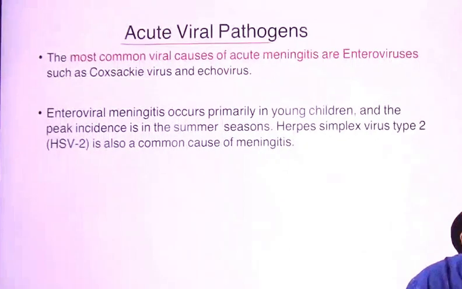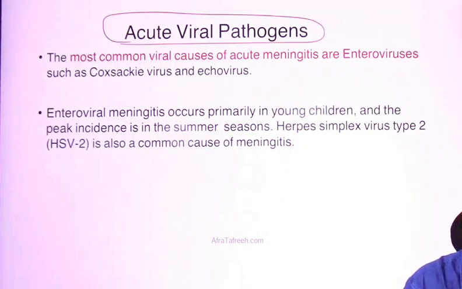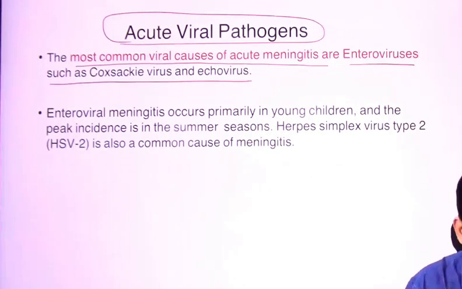Now, acute viral pathogens. In the acute viral pathogens, the most common viral causes of acute meningitis are enteroviruses such as Coxsackie virus and echovirus. This I have already told you that the enteroviruses, they take the lead, and in that also the echo and the Coxsackie virus, they take the lead in causing of what? Meningitis, and mainly their meningitis is termed as what? Aseptic meningitis. Why? Because the bacterial pathogens are not demonstrated.